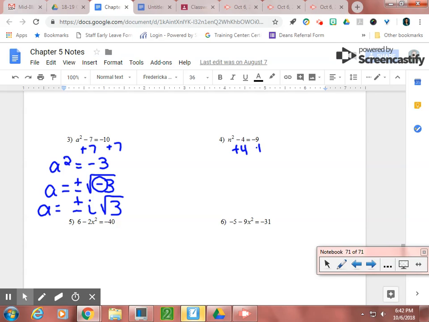Here, add 4. So n squared is going to be negative 5. So n is going to be plus or minus the square root of negative 5. So here's your sign. I get plus or minus i root 5. And because 5 doesn't break down, that's your final answer.